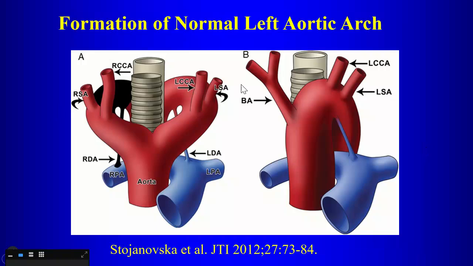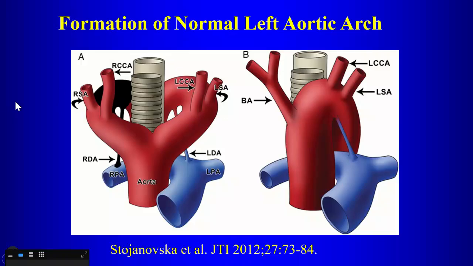So for formation of a normal arch, you start out with a double arch here. You get kind of involution, complete involution of this portion of the right arch over there. And then when that's all said and done, you're left with the normal configuration of the arch. So you have brachiocephalic artery, left common carotid, left subclavian, left-sided arch. The ligamentum arteriosum, because the ductus arteriosus on the left side, will also be on the left side. No vascular ring, right?